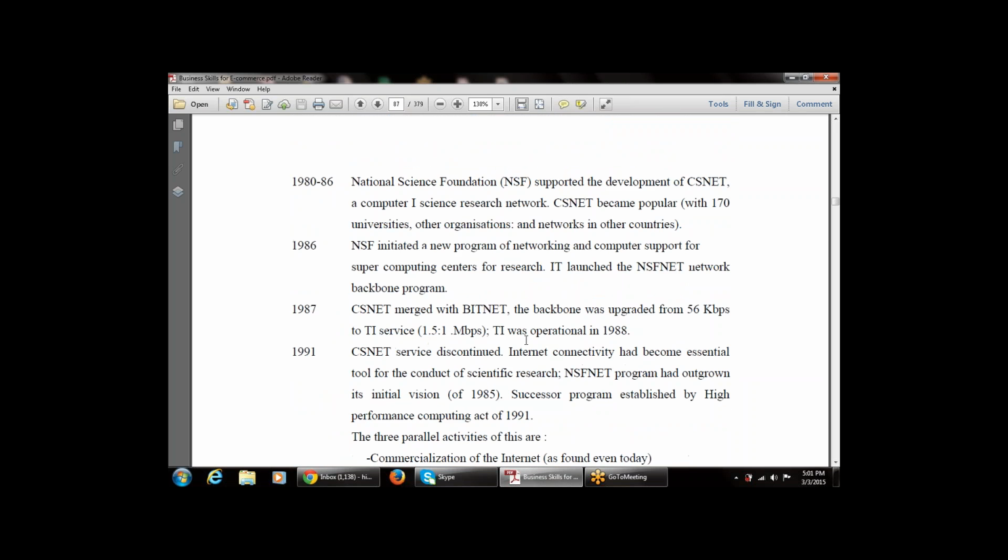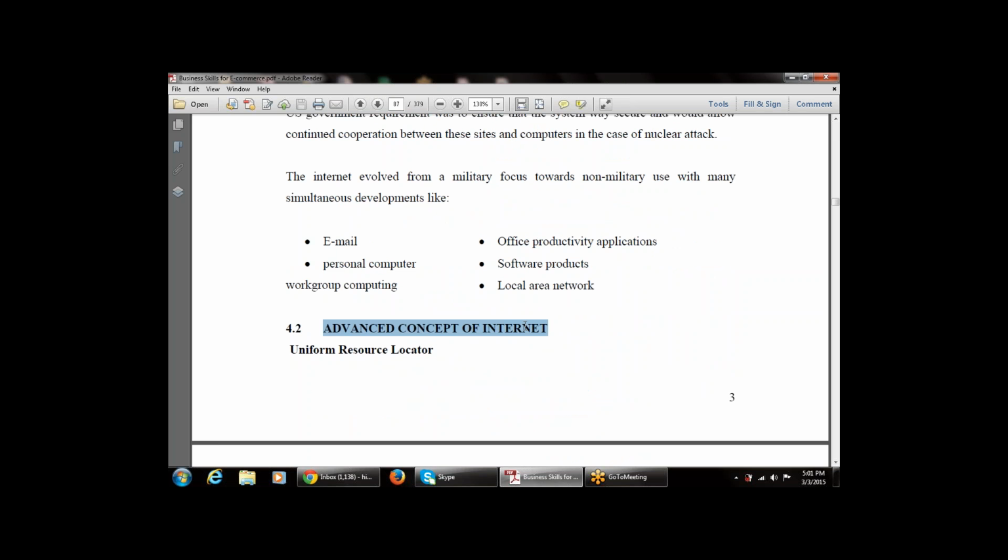Now the next topic is advanced concepts of the internet. Advanced means more concepts of the internet.